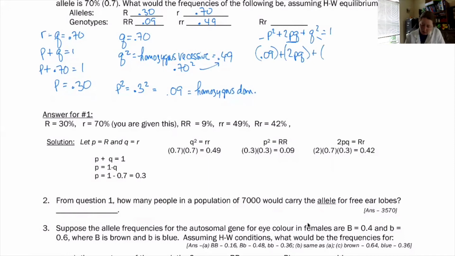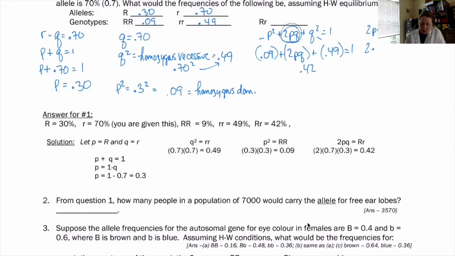And my q squared was 0.49 equals 1. Okay, so if I solve for that, that gives me my 0.42. So just a quick thing too, I didn't have to solve it this way. I could have just taken this part of my equation and found it. So I know that 2pq is my heterozygous.